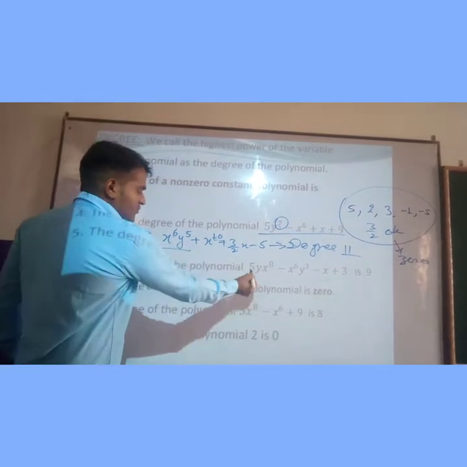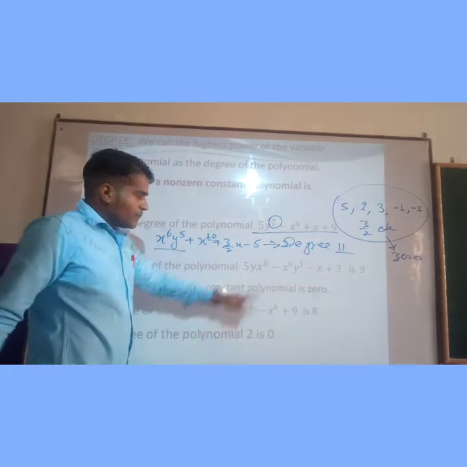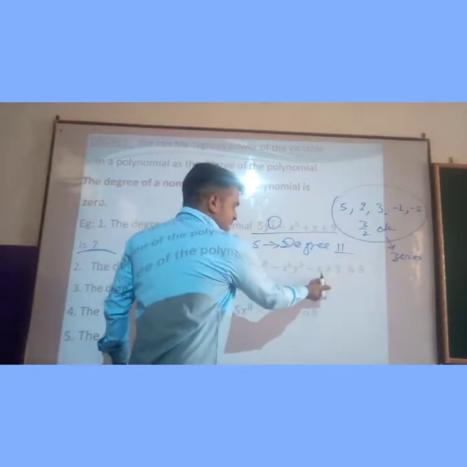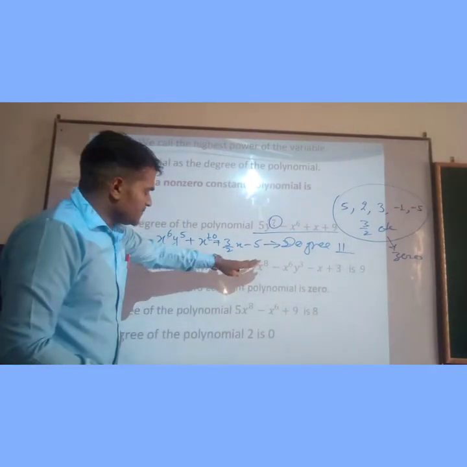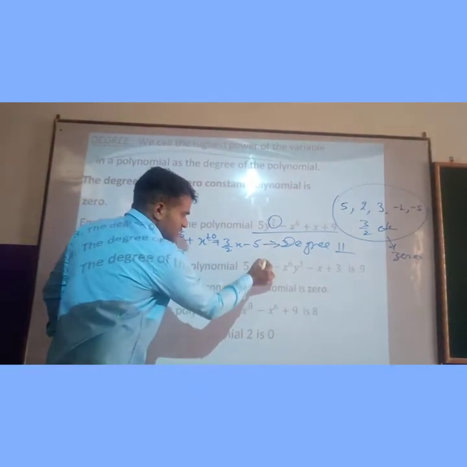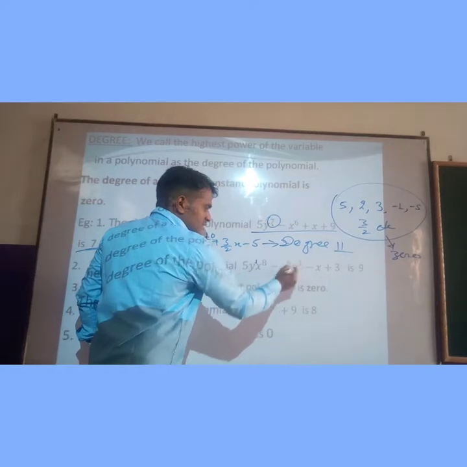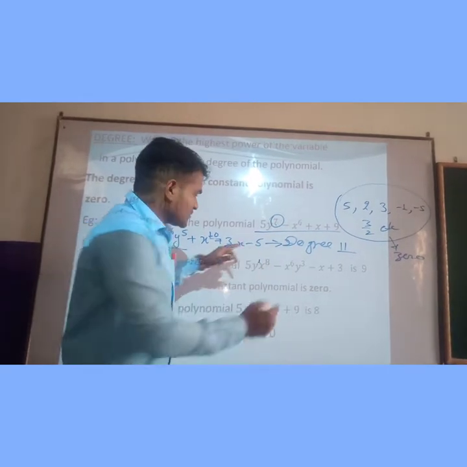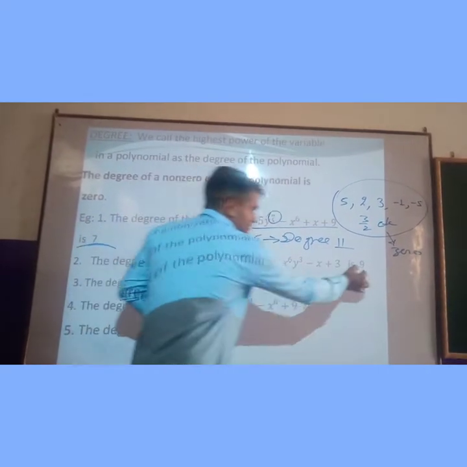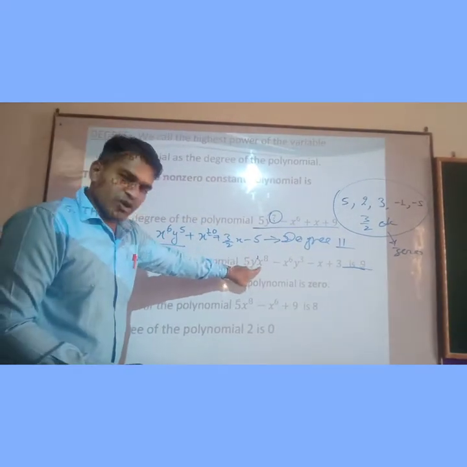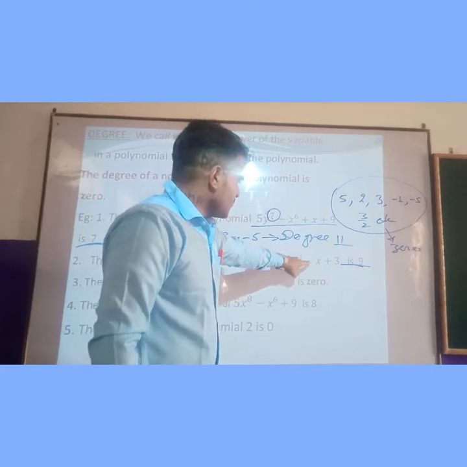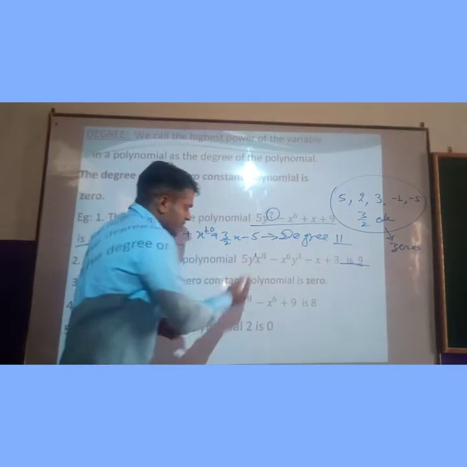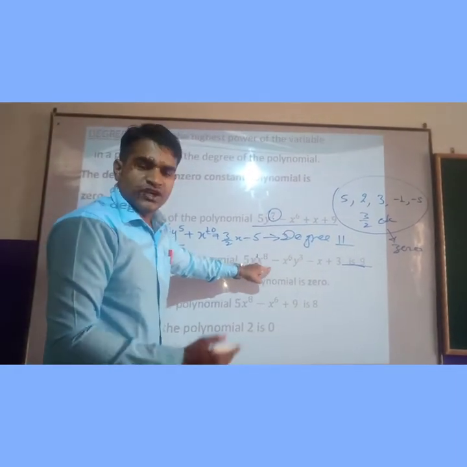Now, what is the degree of the polynomial 5 y x power 8 minus x power 6 y cube minus x plus 3? Here 8 plus 1 is 9. In the term x power 6 y power 3, 6 plus 3 is 9. Both are equal. So the degree of this polynomial is 9, because 6 plus 3 is 9 and 8 plus 1 is also 9.